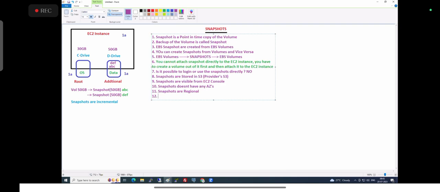So by default, whatever you create in AWS, is it public or private? Private only, no? If it is public, it is not good. So when you create these snapshots, are they public or private? Private. So by default, snapshots are private. If required, can you make it public? Yes. If required, you can make it public.